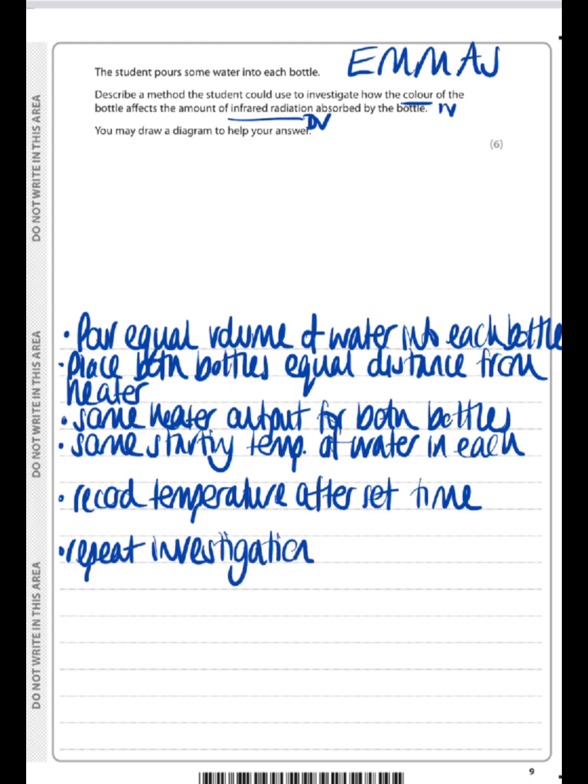Okay, then we come on to our analysis. So having done this, having taken the temperature change as we've heated these different bottles up and we've repeated it, what do we then do with that? Well, we actually then calculate a mean temperature rise.